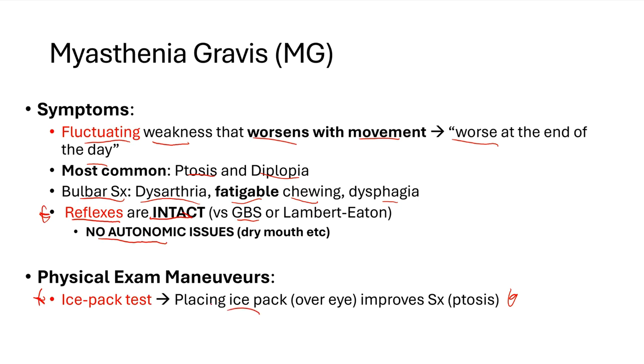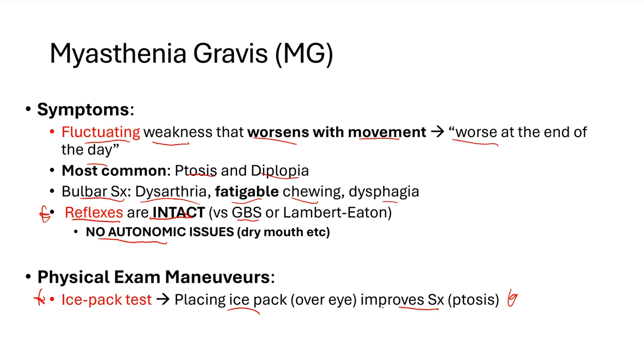Placing ice over the eye improves symptoms, typically ptosis. The ice pack test improves ptosis in MG because cooling inhibits that acetylcholinesterase enzyme. That's the enzyme that breaks down the acetylcholine. Thus, if we inhibit it, we allow the acetylcholine to sit in that synaptic cleft for even longer. This allows for increased availability of ACh, more likelihood for them to bind to the receptors, more likelihood for improvement of symptoms due to some sort of action potential.